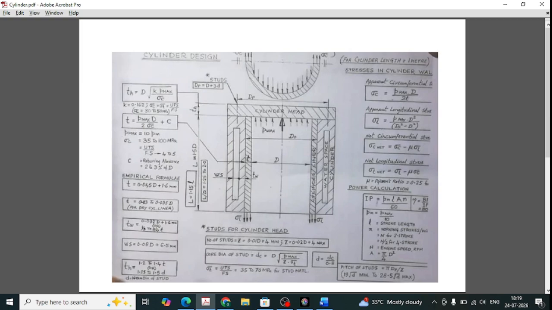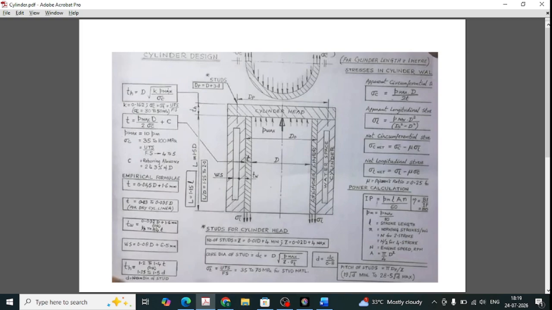L is equal to 1.15 into L, and the cylinder head thickness could be calculated using this formula, capital D into square root of K into P max by sigma C, and K is taken as 0.162. It is a constant, and sigma C has been calculated using the ultimate tensile strength by factor of safety. Otherwise, in the design data, it is given as sigma C equal to 30 megapascal to 50 megapascal. You can take any value in this range and substitute.